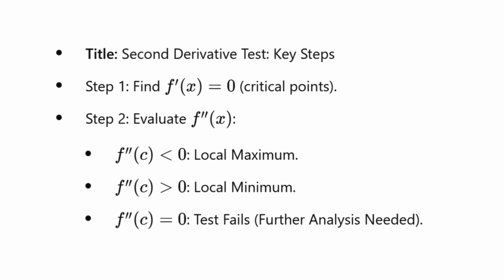If f''(c) is less than 0, the function is concave down at x equals c, meaning there is a local maximum. If f''(c) is greater than 0, the function is concave up at x equals c, indicating a local minimum. If f''(c) is equal to 0, the test fails, and we need to use other methods like graphing or the first derivative test to analyze the behavior.